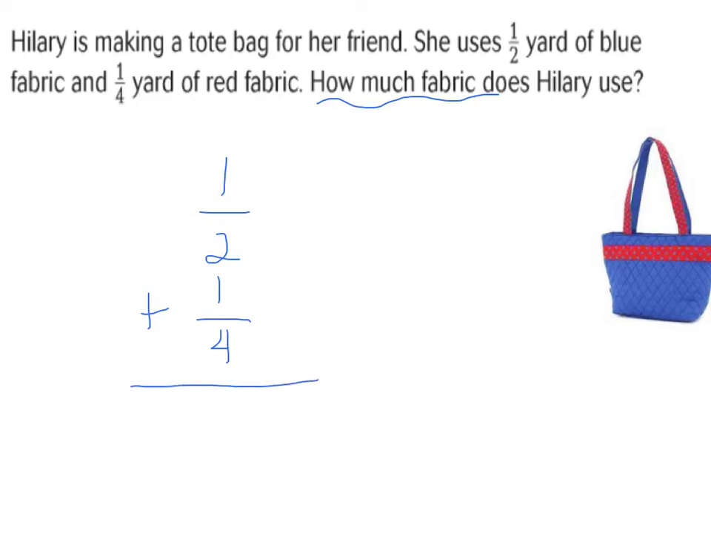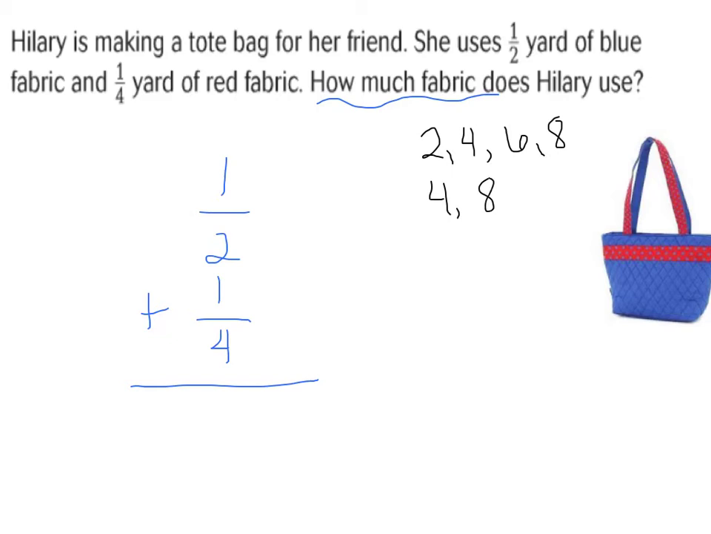Now, we need to add these together, but look at your denominators. They are not the same. We cannot add them if they're not the same. We have to change it. So we have to find the common denominators. And to find common denominators, we need to find the common multiples of 2 and 4, the least common multiple. Let's start with our 2's. So we have to find the multiples of 2. Let's count by 2's. 2, 4, 6, 8. I'm going to stop there. Let's do our 4's now.